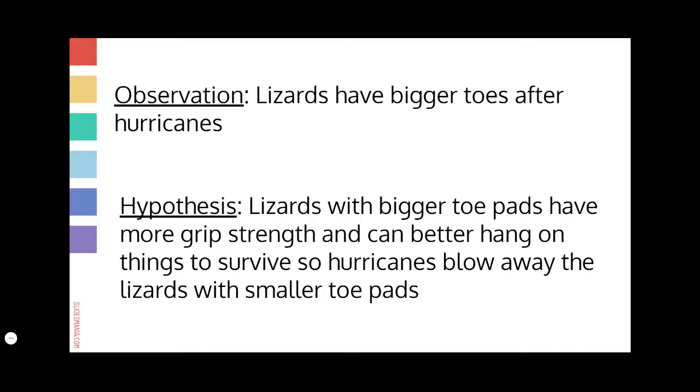Or if we go back to our lizard example, the observation was that lizards have bigger toes after hurricanes, and our question was, why is this the case? So in this case, the scientists thought that lizards with bigger toe pads are better able to grip onto branches and trees to survive, so that when the hurricanes blow through, basically all of the lizards with smaller toe pads are sort of blown away and they don't survive. So you're left with all of these bigger toe padded lizards after a hurricane.